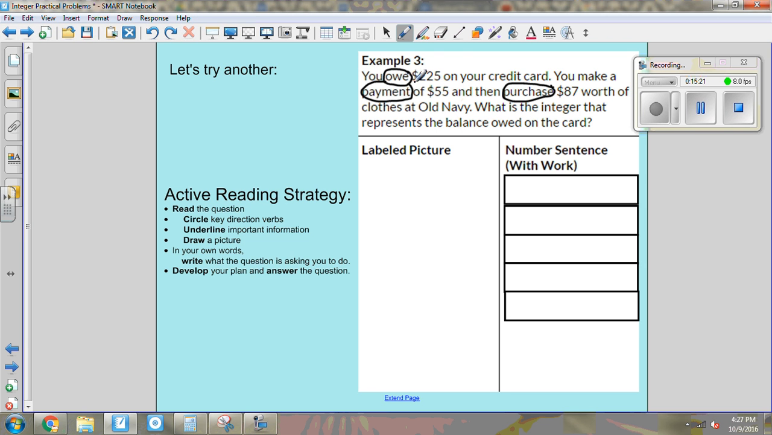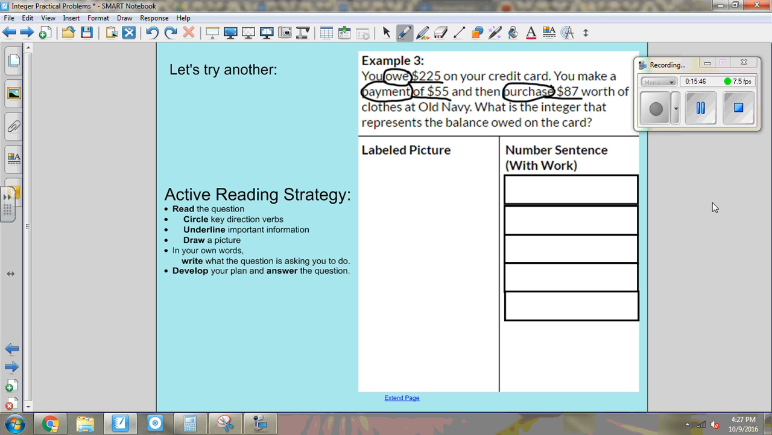So now I'm ready to underline the information. I already owed $225. I'm looking for the information that I need for the end answer. That payment, I need to know exactly how much that was. Well, it was $55, so I'm going to underline that. And then I have a purchase of $87, so I'm underlining that $87 piece as well.